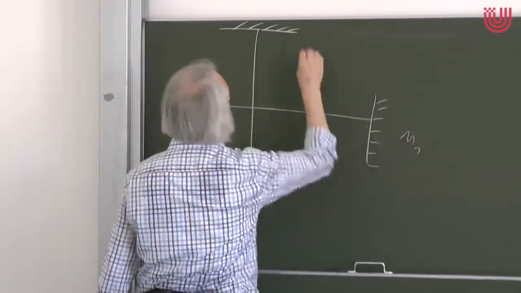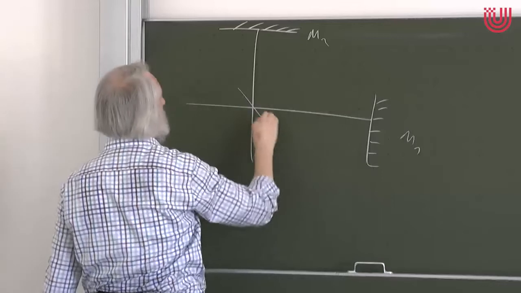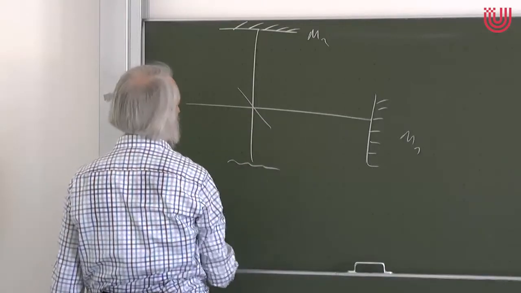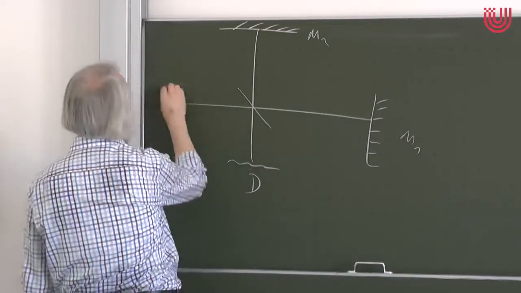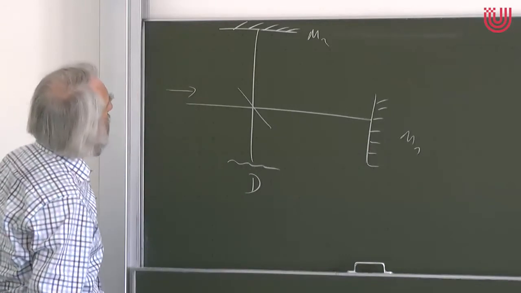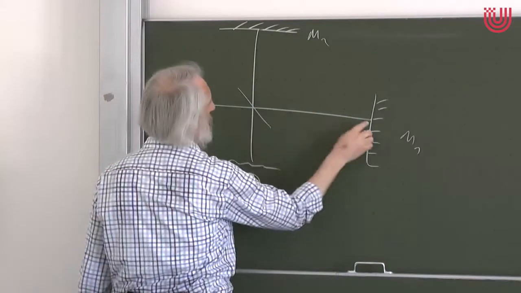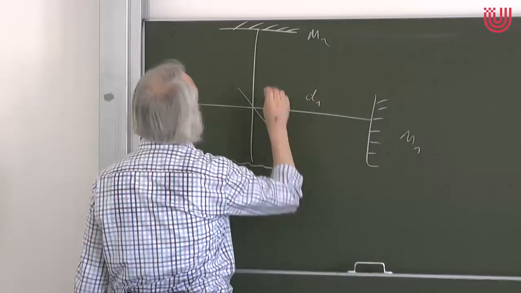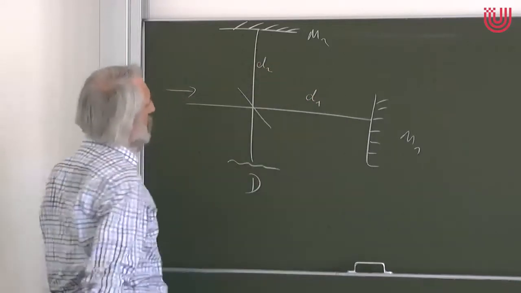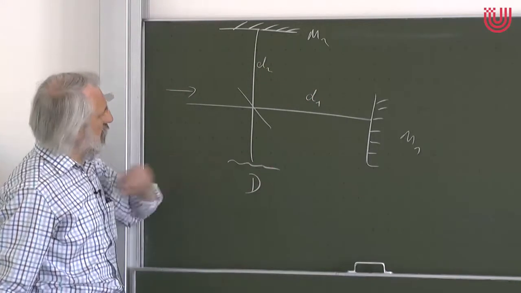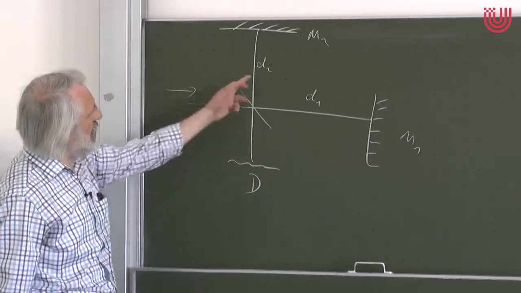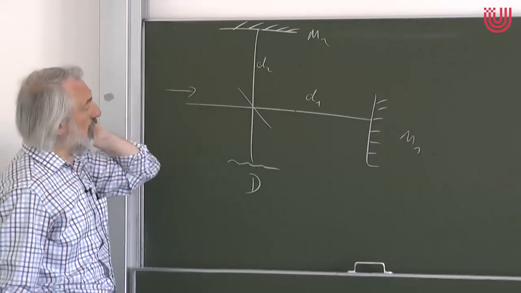So we have two mirrors, M1 and M2. Here a beam splitter, and here a detector, say D. Here's a laser beam coming in. And this arm length, let's call this D1, and let's call this D2. And then we have an interference pattern on the screen which depends on the difference between D1 and D2.